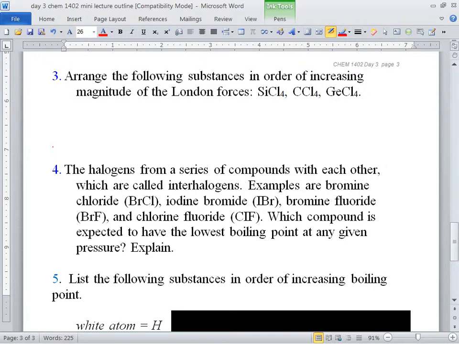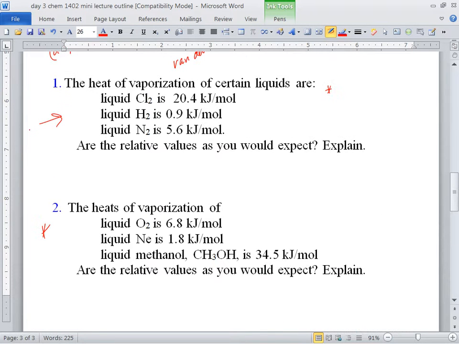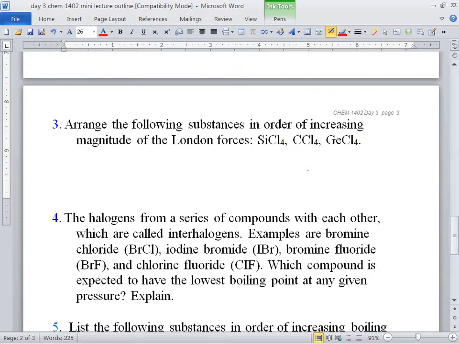Arrange the following substances in order of increasing magnitude of London forces. Why does neon have a lower value than O2? Neon has a molar mass of what? 20 is the molecular weight. But then oxygen is 32. So that's why. Try number 3. Increasing magnitude of London forces.